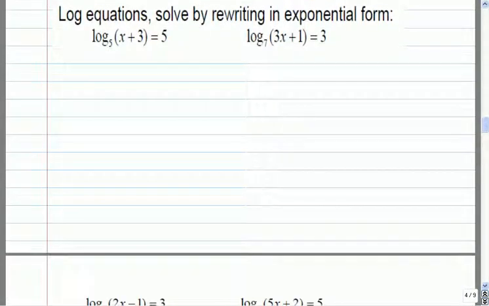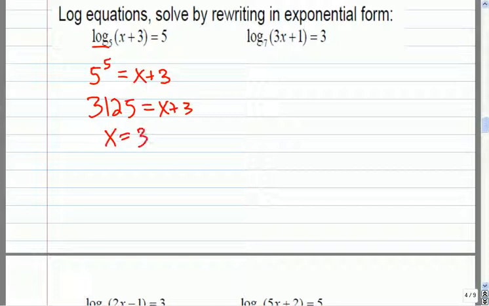Okay, so there's other ways we could solve for these two. For example, this first one, if you don't like logs, don't use logs. This will be 5 to the 5th is x plus 3. So in my calculator, 5 to the 5th is 3125. So that tells me that x has got to be 3122.